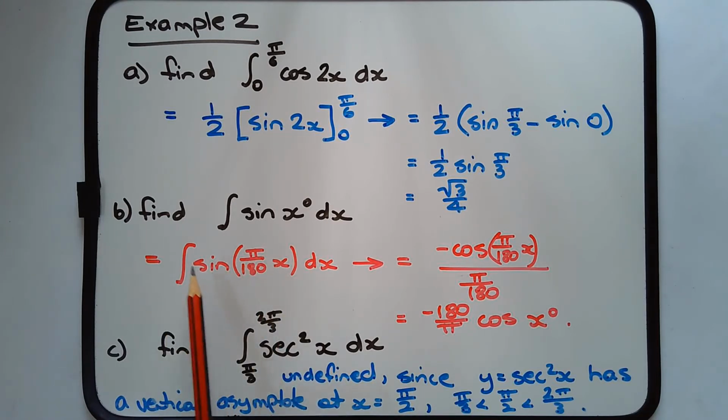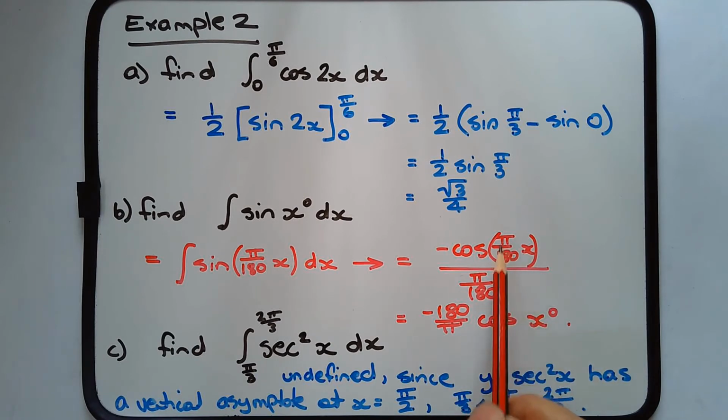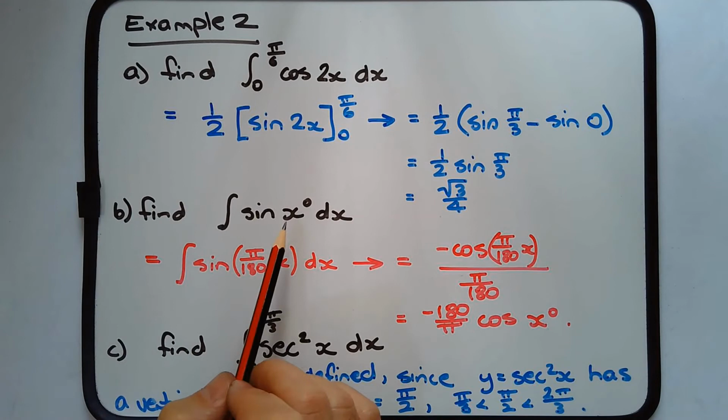Now this is in the form the integral of sine of ax, where a is a constant. So this equals negative cos of pi over 180 x over the derivative of what's inside the brackets, so divided by pi over 180, which equals negative 180 over pi cos of x degrees. So I've converted pi over 180 x back into degrees since the original question had the angle in degrees.